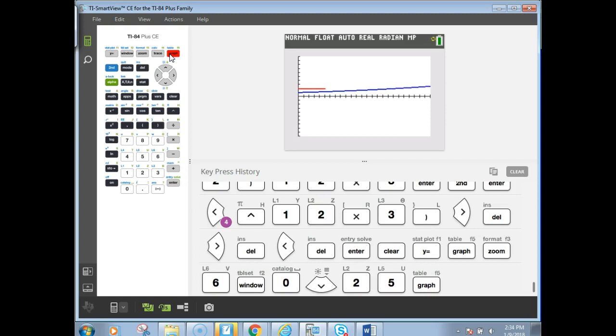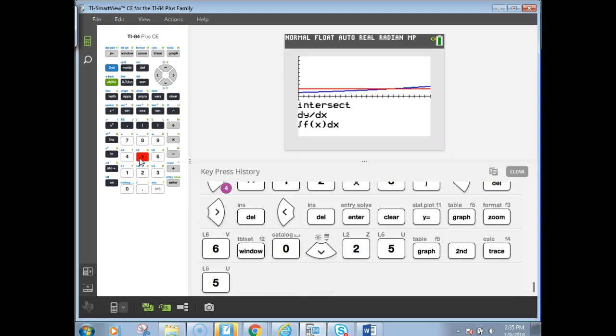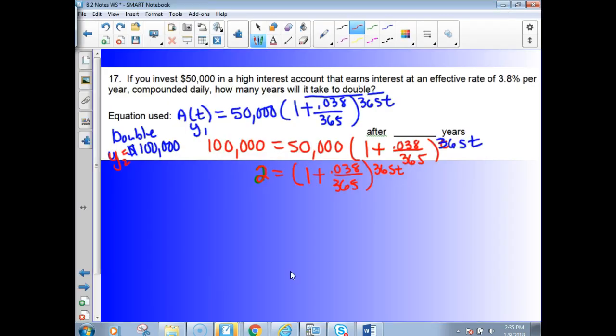Not going up real fast. Okay, so I wanted my money to double. And this isn't going up real fast because it was only 3.8% interest. So I hit second, calculate the intersection, choice 5, enter, enter, and enter again. And we got 18.24 years. Were you able to get that? Okay, so that first number is the number of years. It's about 18 and a quarter years.